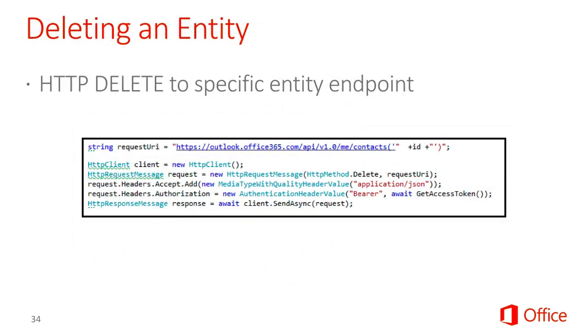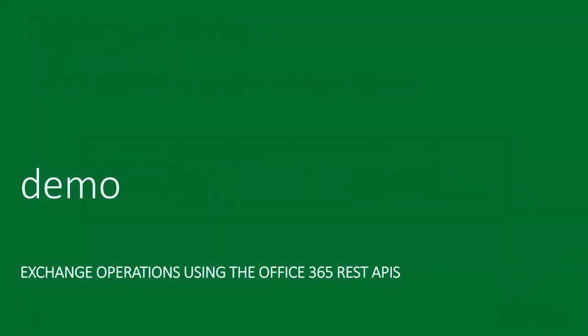I can also delete an entity by getting a reference to the specific item endpoint, and I can do that after getting a list and finding out all the different items that are there, and then submitting that as an HTTP delete to that endpoint. So let's take a look at some of these operations using the Office 365 REST APIs.